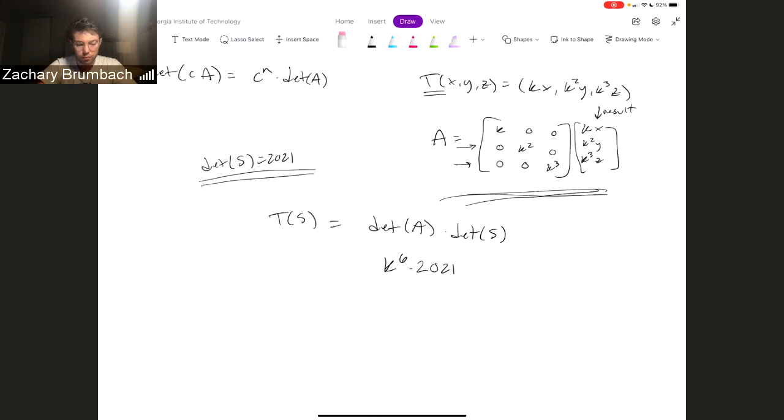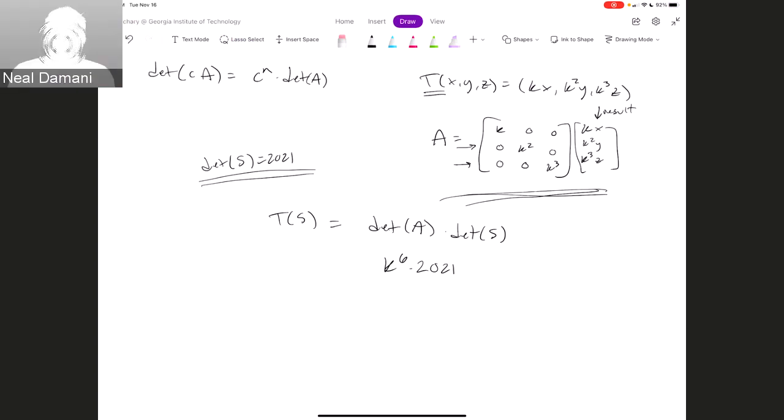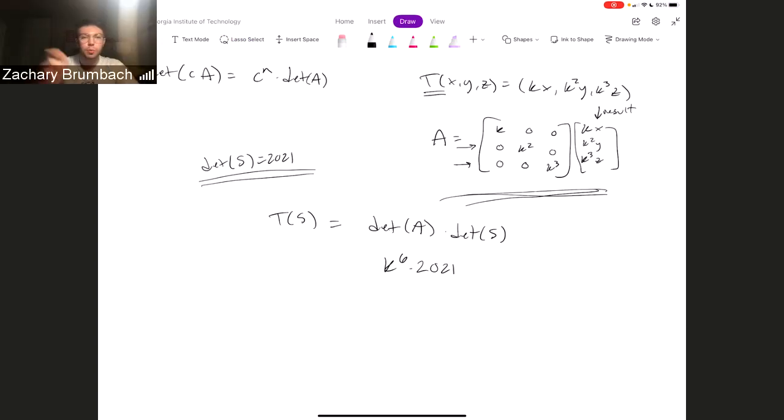Where are you writing this? I couldn't see. I'm not writing this, I was just saying this. Oh, okay. Yeah, gotcha, sorry. Do you mind saying that one more time? Yeah, so if it was like 5k squared k cubed, the determinant would be 5 times k squared times k cubed, which is 5k to the fifth. Okay, so I'll write this now. 5k to the fifth times 2021, and that's just k to the fifth times whatever that is. I'm not going to bother with the algebra because I don't want to accidentally mess it up.